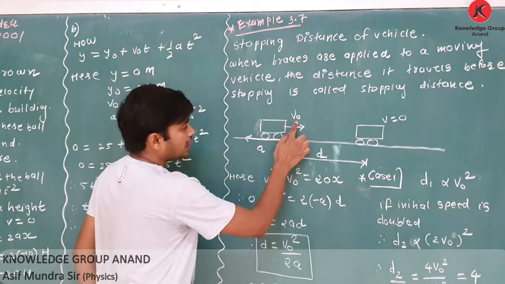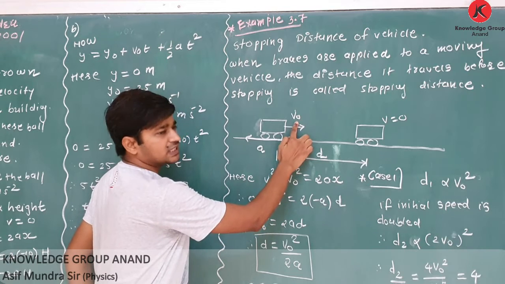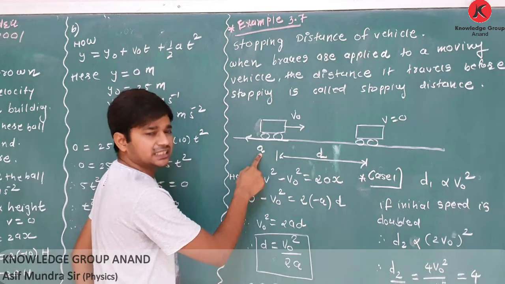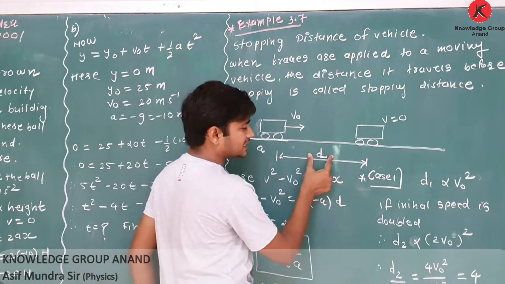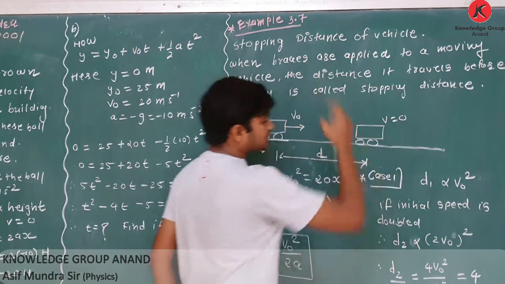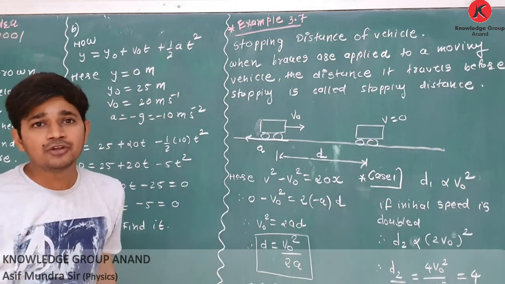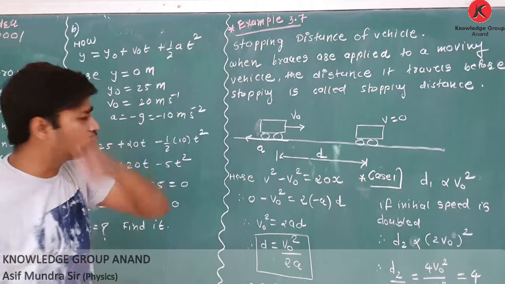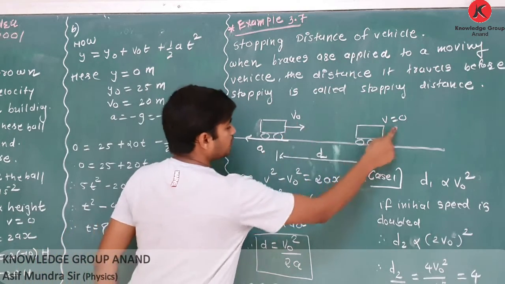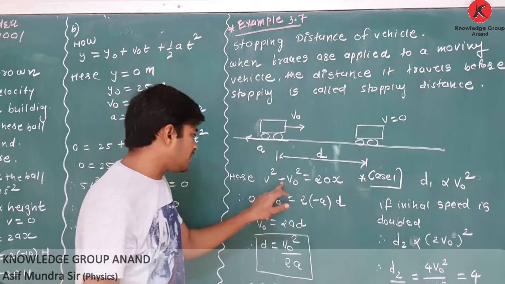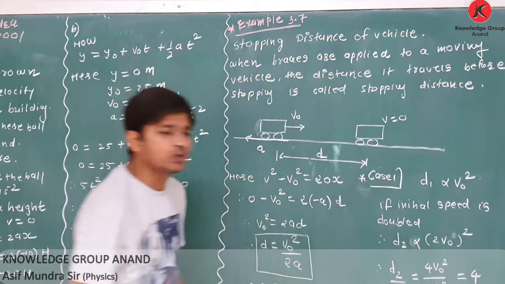So initially the vehicle is moving with velocity v0. Acceleration is produced in the opposite direction, meaning retardation. After covering distance d, the vehicle stops, meaning its final velocity becomes 0. Again, from this data, you can understand which equation you have to use. See, v0, v, distance, acceleration. Here it is: v square minus v0 square is equal to 2ax.